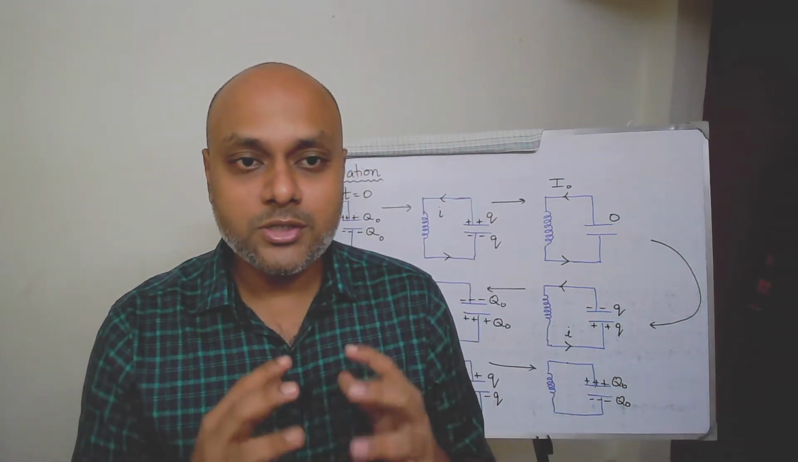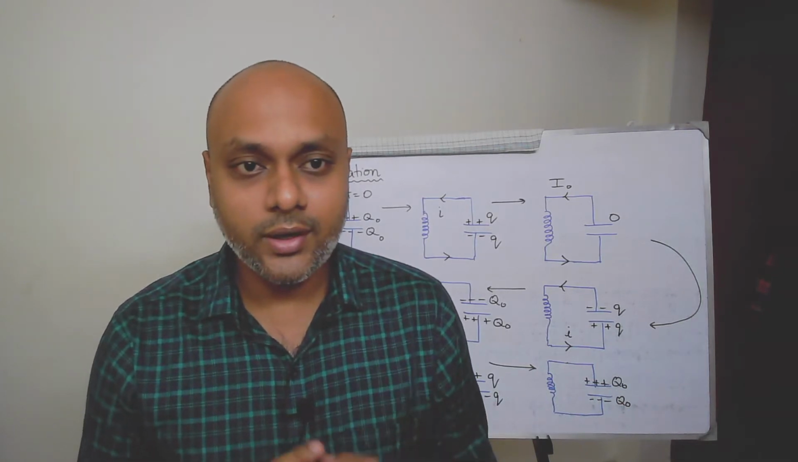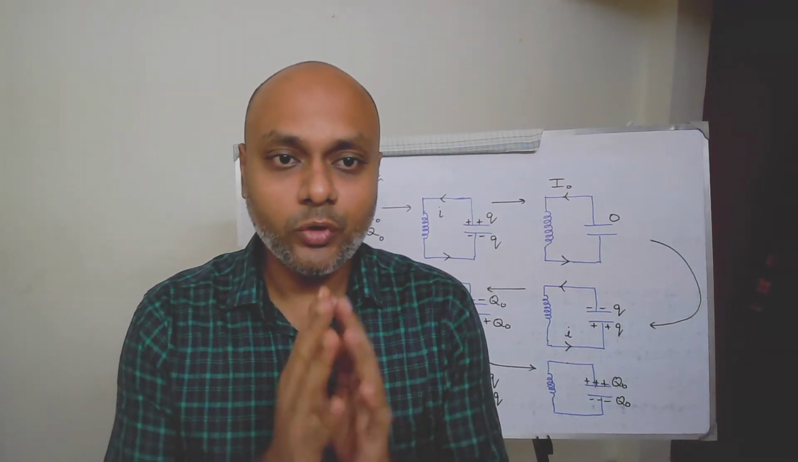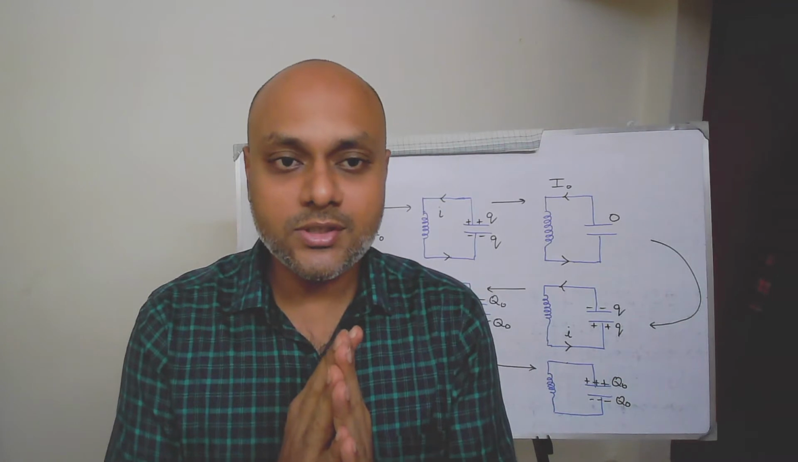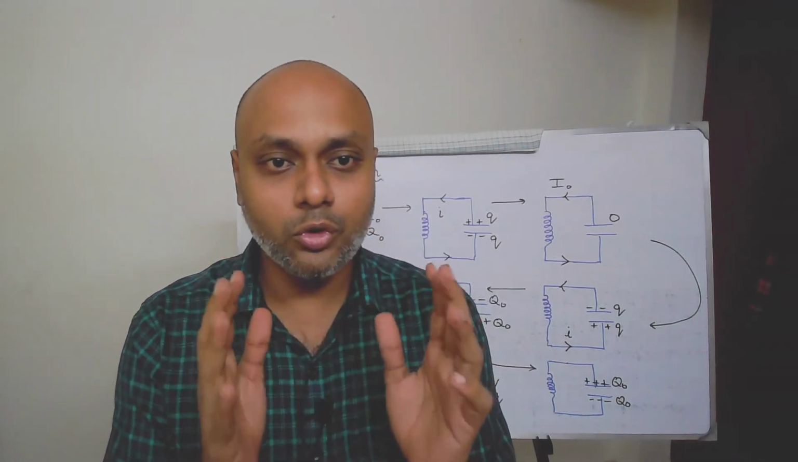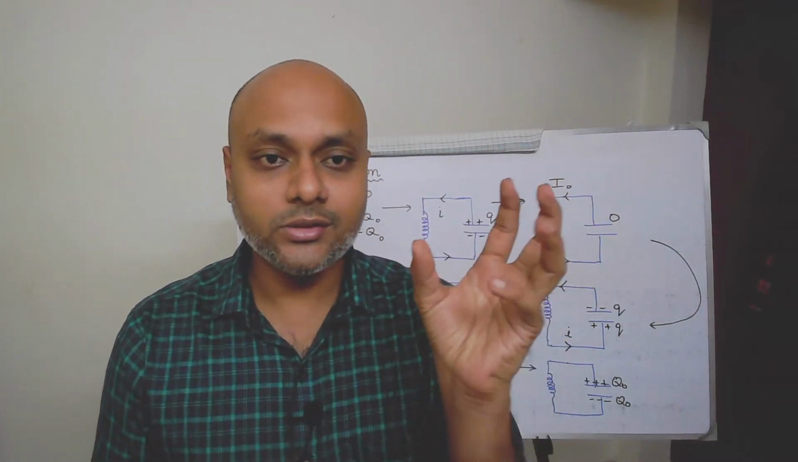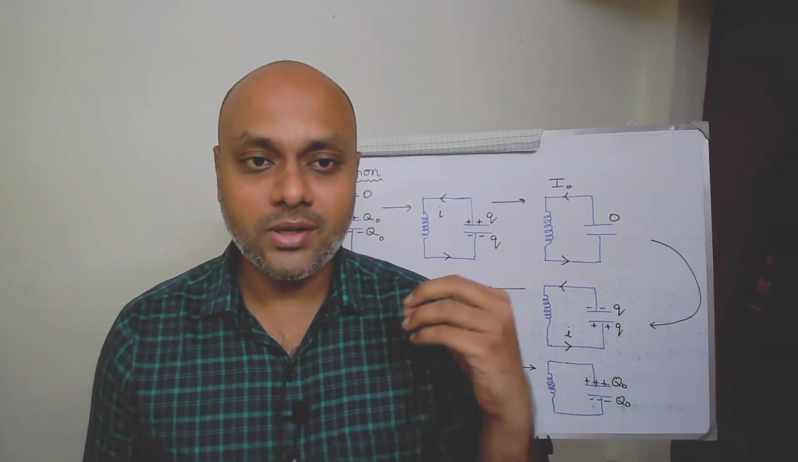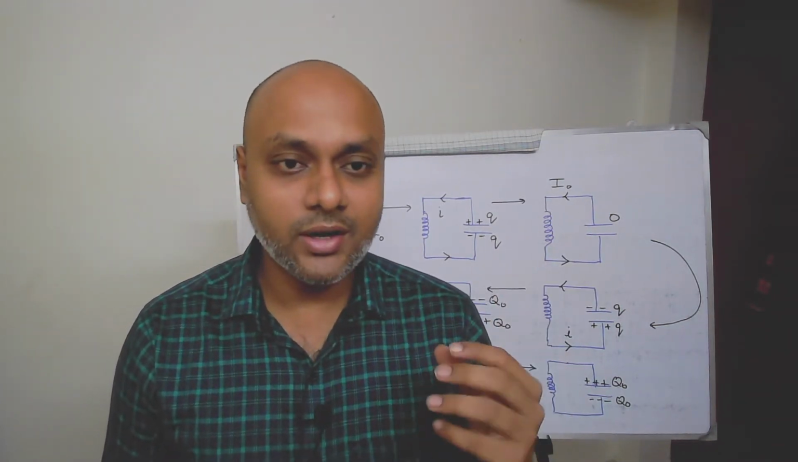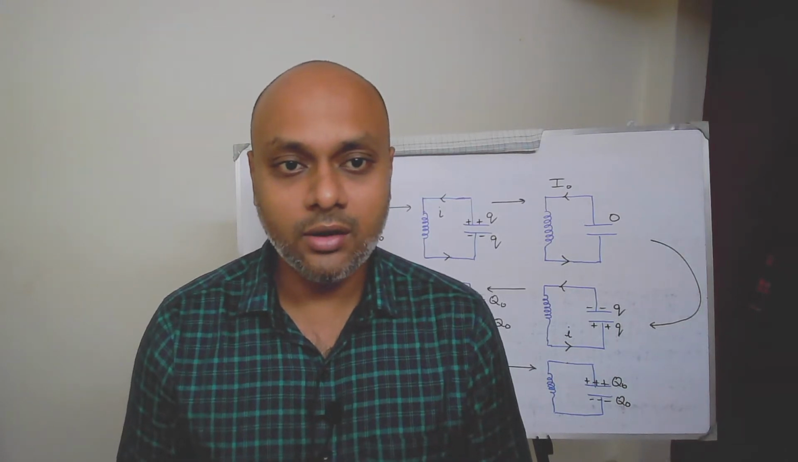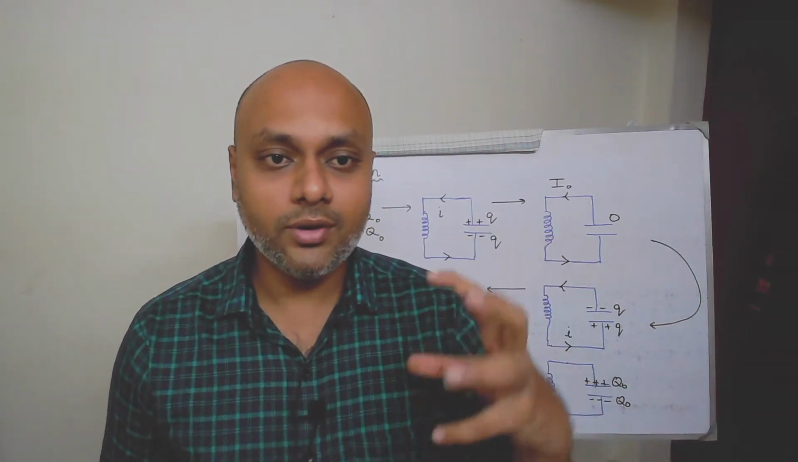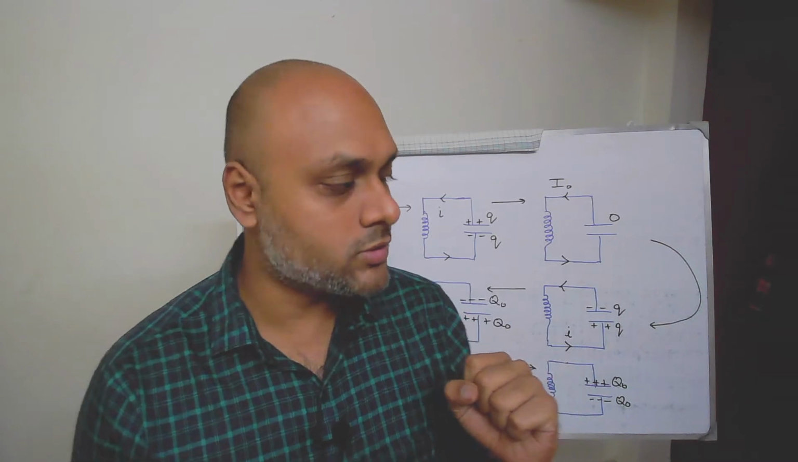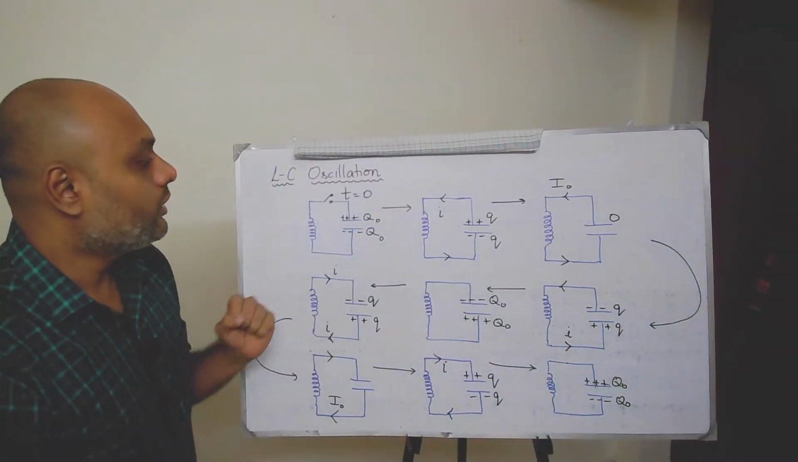So I am going to explain that through certain circuit diagrams. You take a charged capacitor which has a charge of some Q naught, and then you connect it to an inductor. Let's say the capacitor has capacitance C, and the inductor has self-inductance L. And what happens after this connection is what we are going to discuss. So let's start over here.